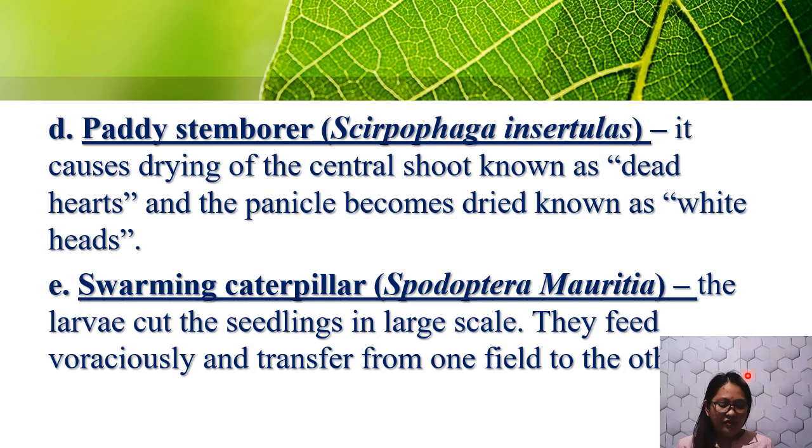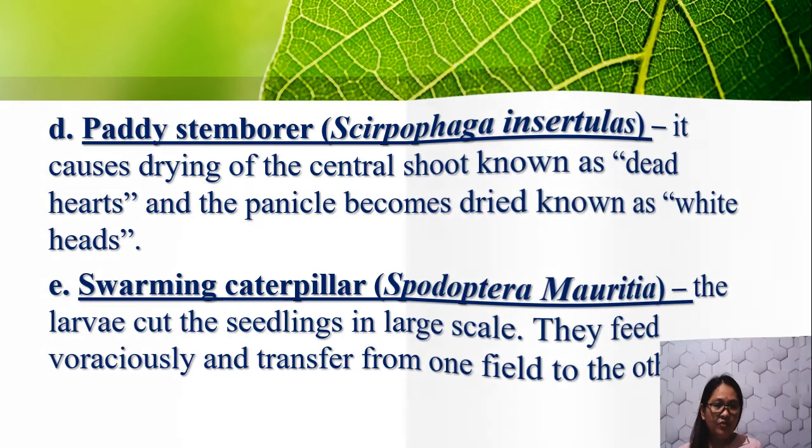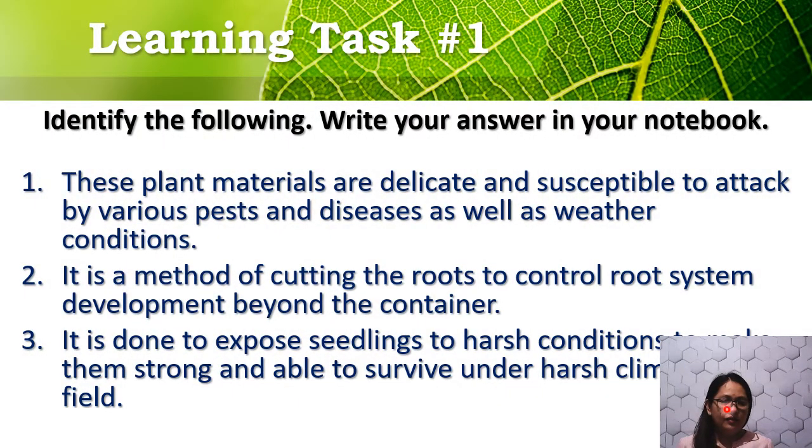Now that you already know the common nursery diseases and the different ways to prevent plant disease, I want you to answer the Learning Task 1. Identify the following. Write your answer in your notebook. Number 1. These plant materials are delicate and susceptible to attack by various pests and diseases, as well as weather conditions.